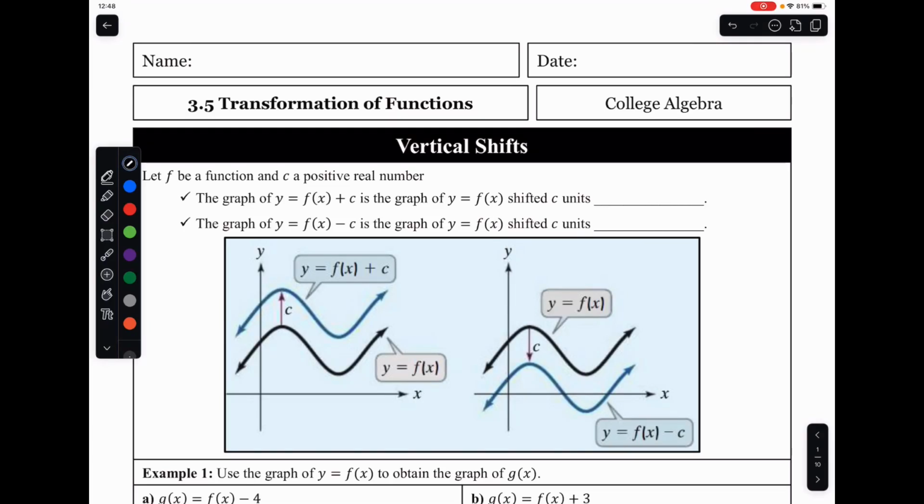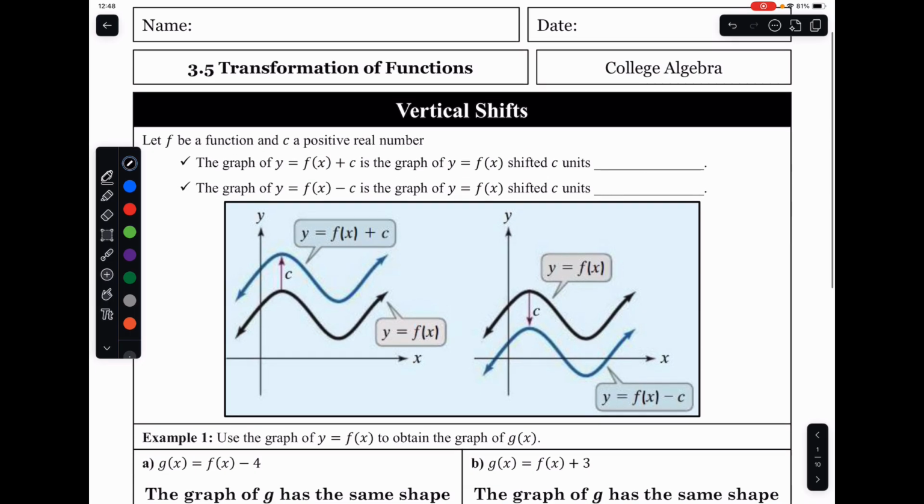In the first part of 3.5 transformation of functions, we're going to focus on vertical and horizontal shifts. So let's begin with vertical shift.